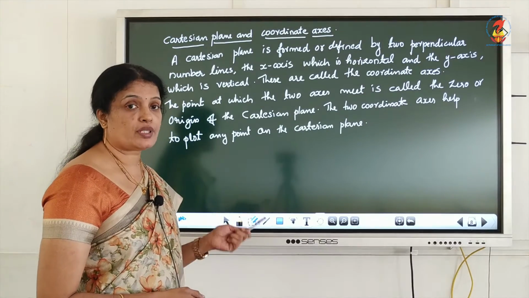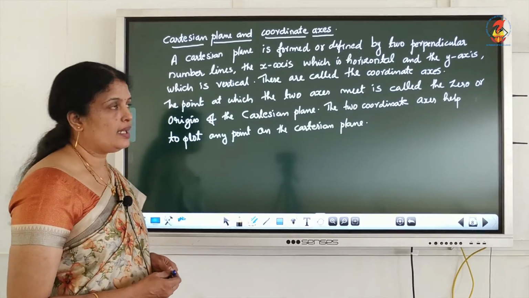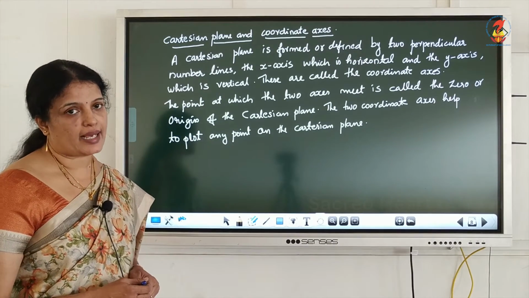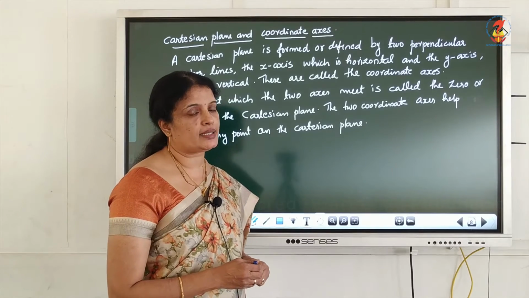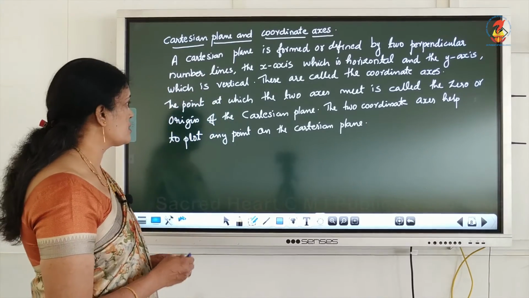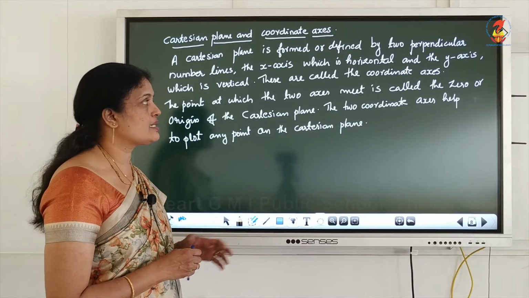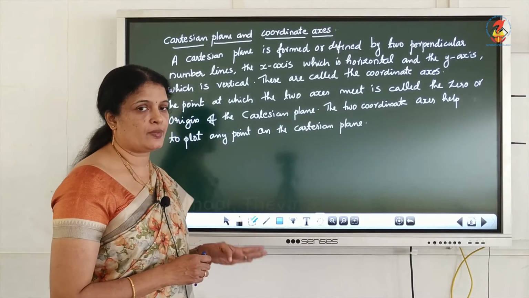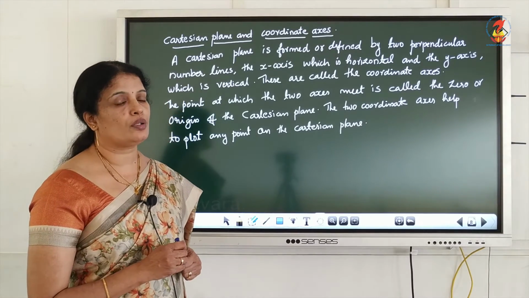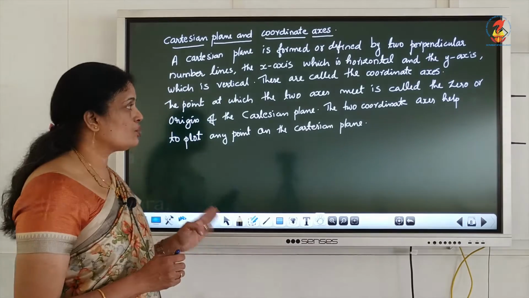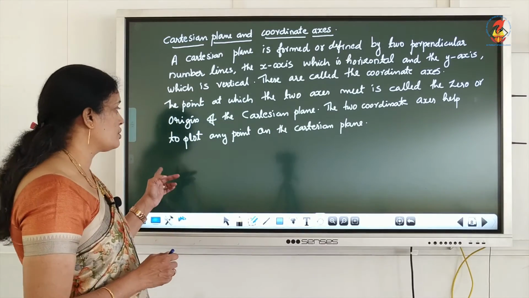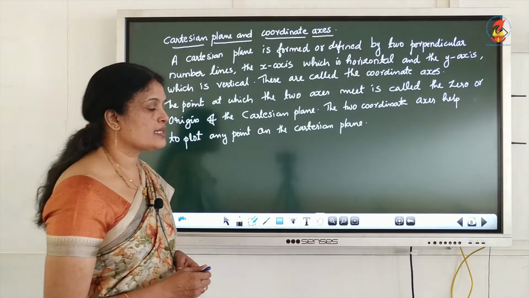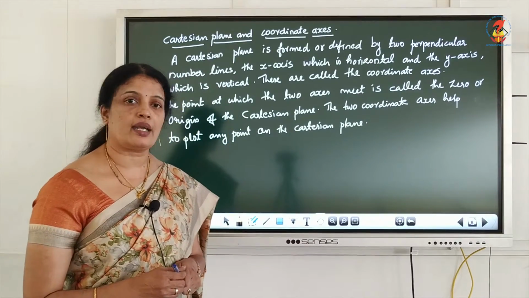That means what? First one, x axis, which is a horizontal line. Next, y axis, that is a vertical line. These are called coordinate axes. The point at which the two axes meet is called 0 or origin. These two coordinate axes help to plot any point on the Cartesian plane. This system was introduced by a mathematician, René Descartes.